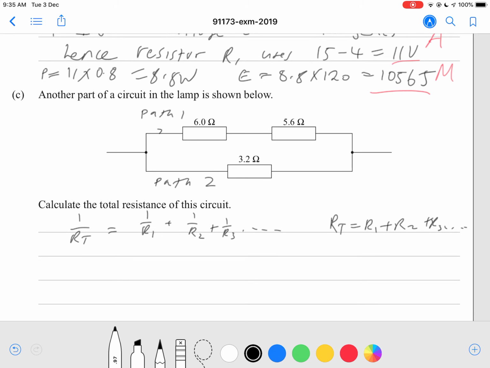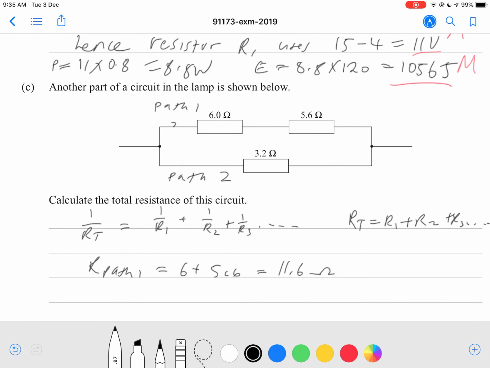Alright, so for this question, we have to find the combined total resistance of pathway 1, and we can use the relationship between the parallel circuits in order to find the total resistance. So R path 1 equals 6 plus 5.6, which equals 11.6 ohms. And path 2 is 3.2, so R path 2 equals 3.2 ohms.